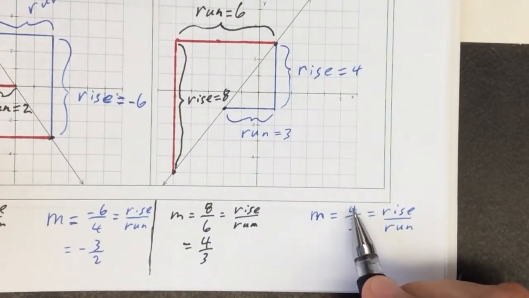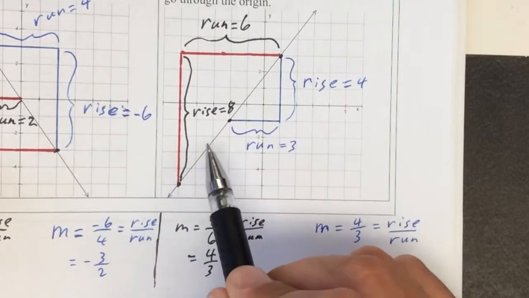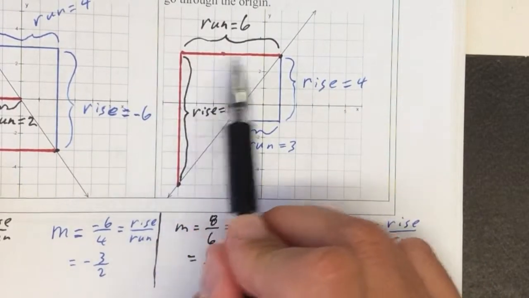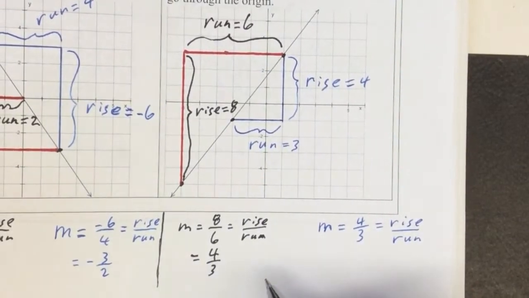If you pick these 2 points, you've got the run is 3, the rise is 4. Okay, you can see that. 4 over 3. If you pick these 2 points here, you can see that the rise is 8 and the run is 6. 8 over 6 reduces to 4 over 3.